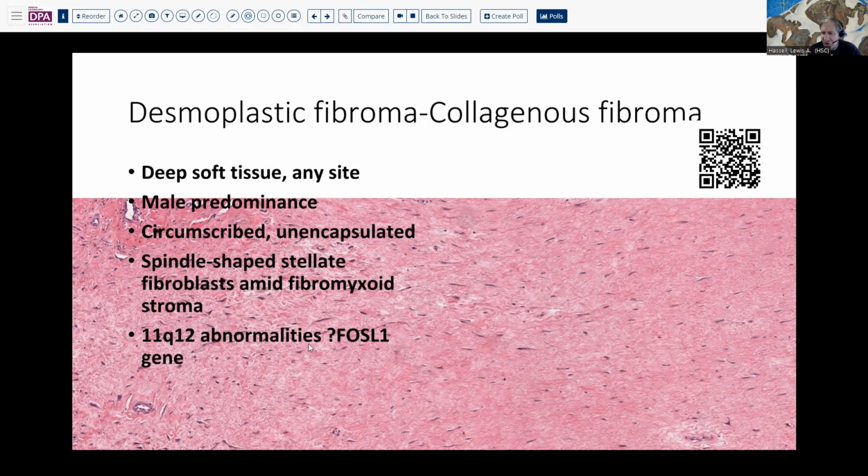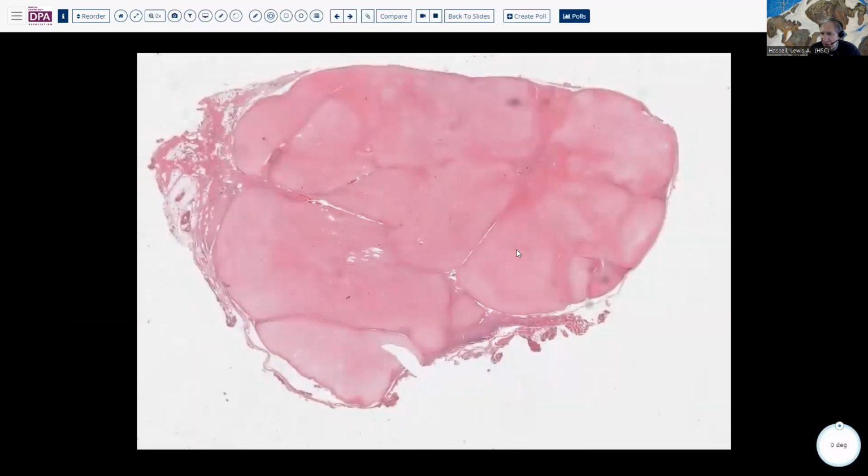And this also has a genetic abnormality, 11q12 abnormalities. And recently, people have suggested that this is related to the FOSL1 gene, but that has not yet quite made it to being the definitive diagnostic lesion for this process as of yet. So let's look at a couple of examples of this lesion that will nicely illustrate this pattern.